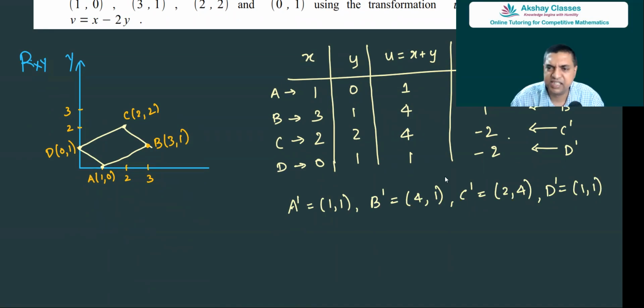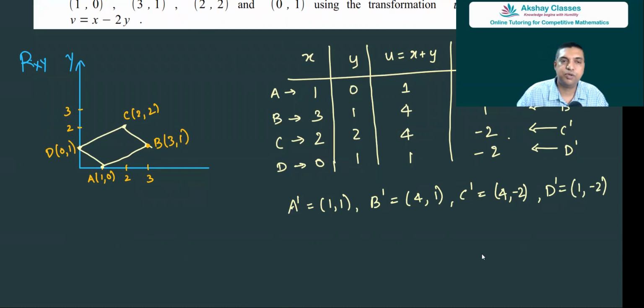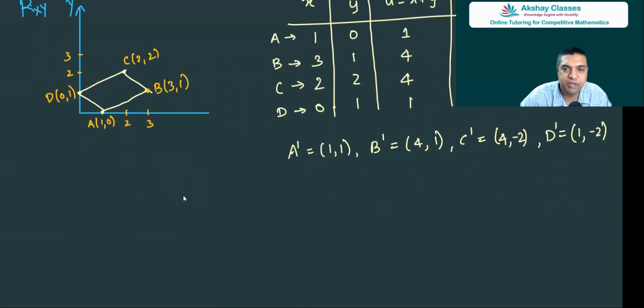Sorry, I'm writing all messing up. It is (1, 1), (4, 1), (4, -2). I'm sorry. And D' is (1, -2). So in the UV plane, now let us plot the UV plane.